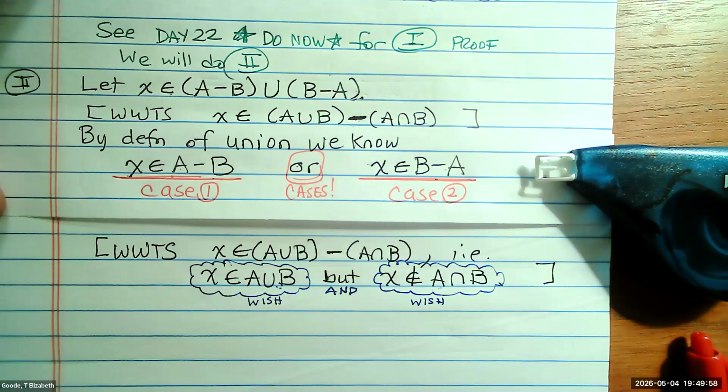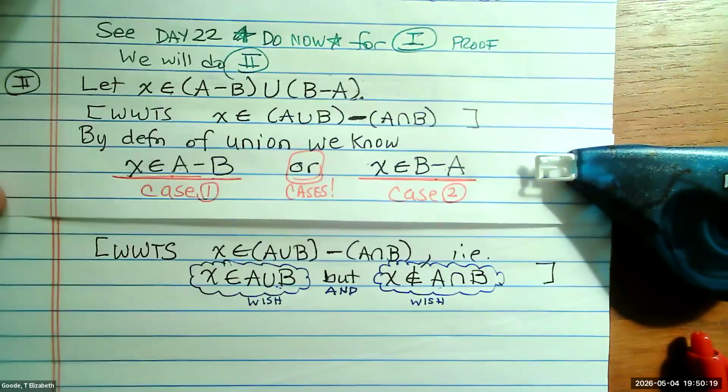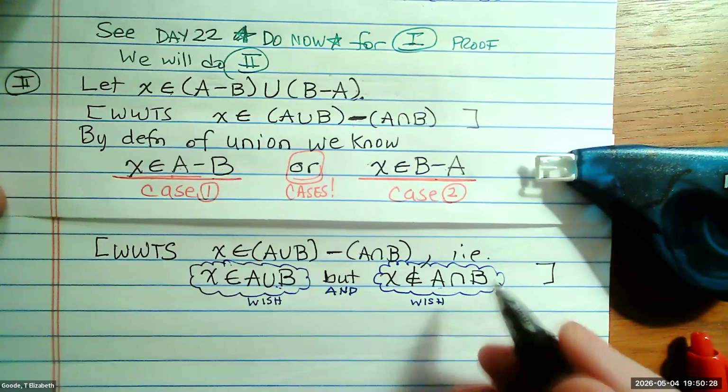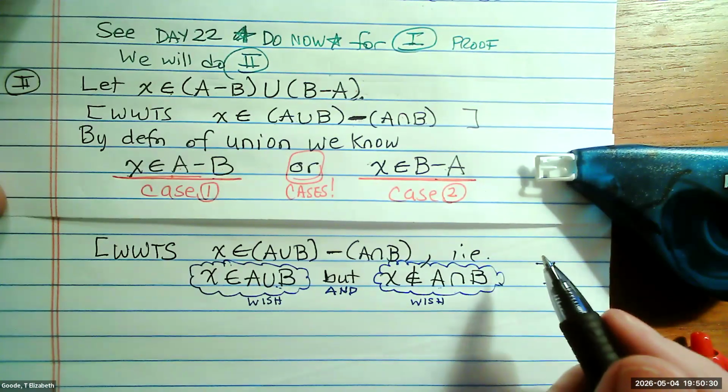Question. As you were going through it, I was trying to work through it on my own based off the class notes, and I have we wish to show X belongs to A union B and X does not belong to A intersect B, because that's how the class notes had it. That's right, that's fine. Okay, I just didn't know if you wanted us to have the line before the i.e. and after. Don't even worry about it.